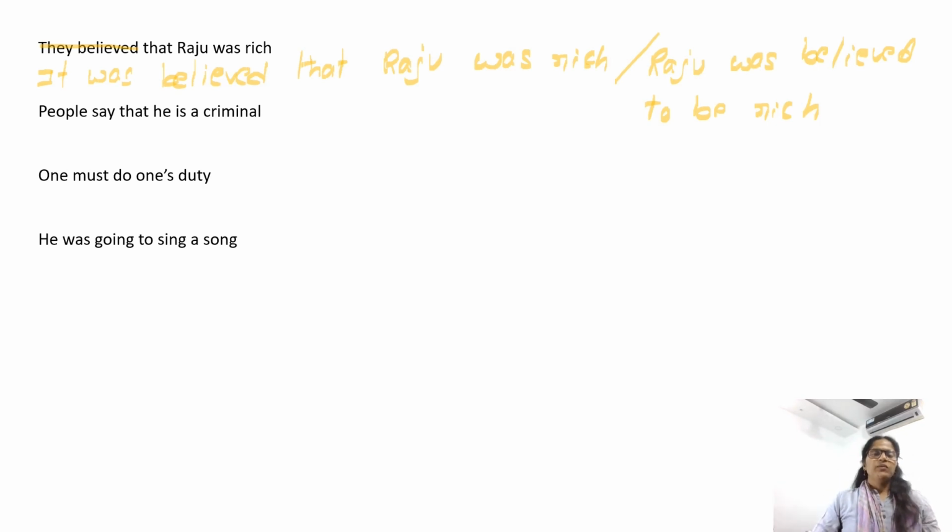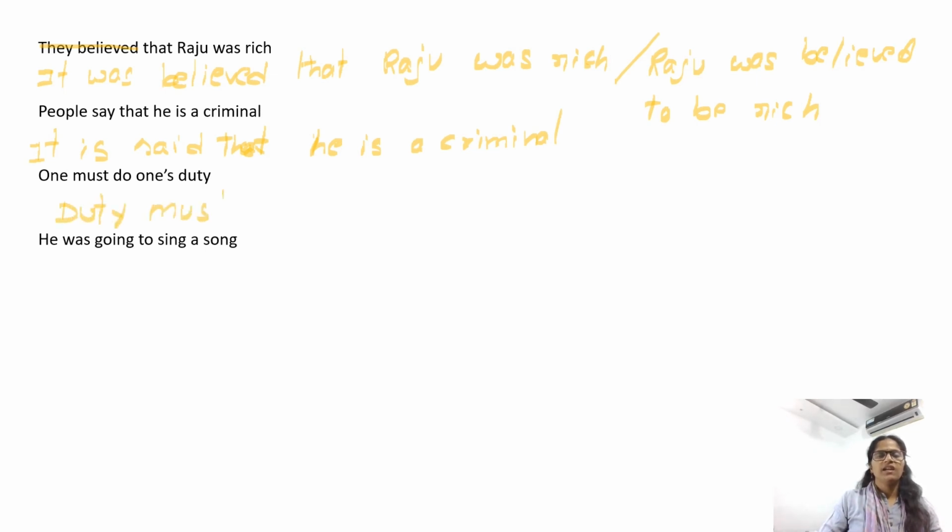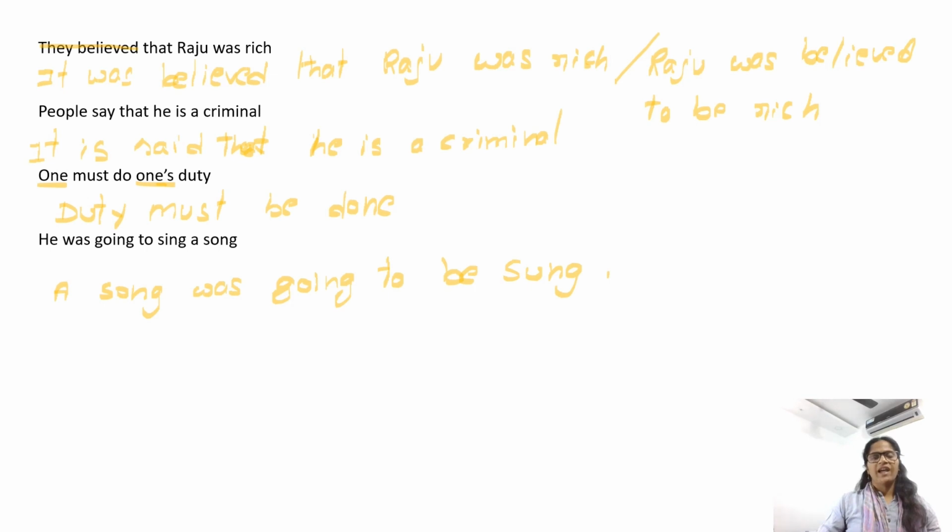Now, if a sentence starts with people say that, it is said that he is a criminal. Or you can write he is said to be a criminal. Now, one must do one's duty. What is the passive form of this sentence? Duty must be done. He was going to sing a song. A song was going to. After to we use be form. Be. Going to be sung. V3 form is sung.